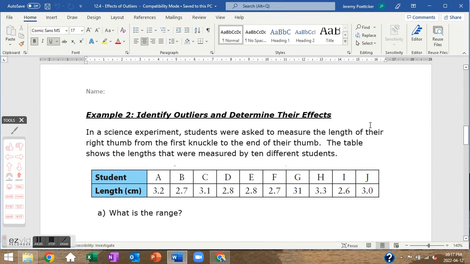Science experiment, students were asked to measure the length of their right thumb from the first knuckle to the end of their thumb. This table shows the lengths that were measured by 10 different students. So student A, B, C, D, E, F, G, H, I, and J. Those are all my different students. Now, as I look at them, I'm going, Student G seems to have a rather big hand.